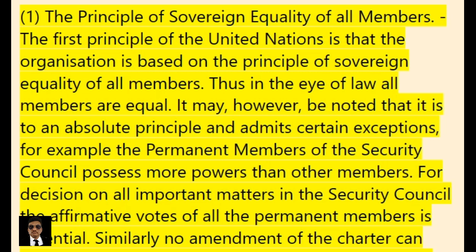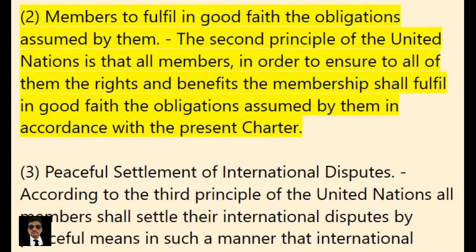Similarly, no amendment of the Charter can take place unless and until it is accepted or ratified by the 5 permanent members. 2. Members to fulfill in good faith the obligations assumed by them. The second principle of the United Nations is that all members, in order to ensure to all of them the rights and benefits of membership, shall fulfill in good faith the obligations assumed by them in accordance with the present Charter.